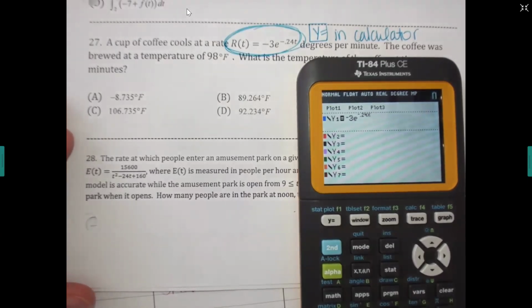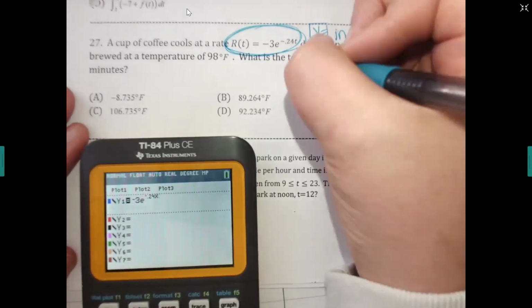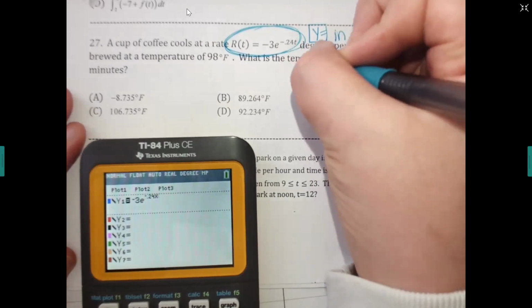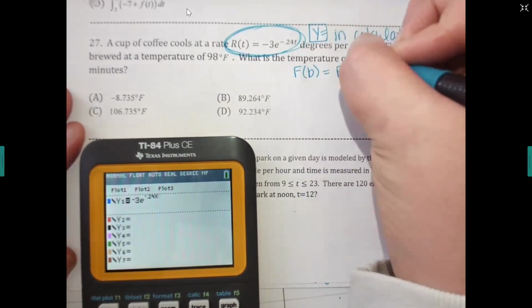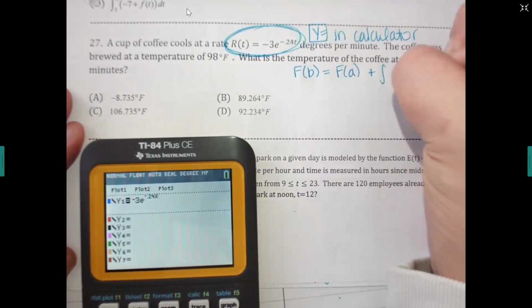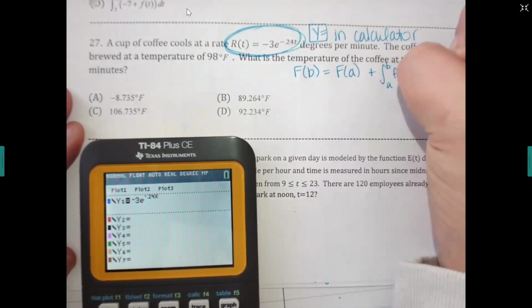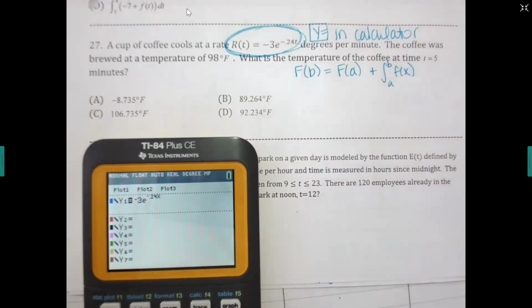Okay, both of these are going to be version B's, and if you don't know what I'm talking about, I want you to write it down. It's f of b equals f of a plus the integral from a to b. Now, I want to tell you why I know that this is the formula. This is giving me the degrees per minute that a coffee is cooling off after they take it off the kettle or whatever it is.